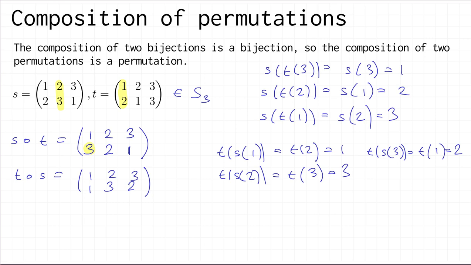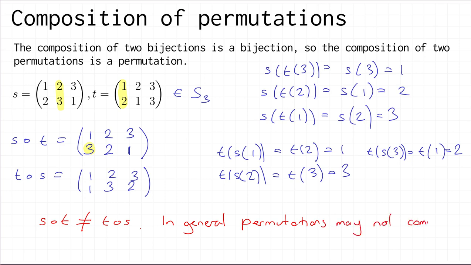An important thing that you can notice there is that S composed with T is not the same function as T composed with S. For example, S composed with T sent 1 to 3, but T composed with S sent 1 to 1. They are different functions. So in general, permutations may not commute. That means that in general, S composed with T and T composed with S, for two permutations S and T, may be different to one another. Sometimes they'll be equal, but very often they'll be different.